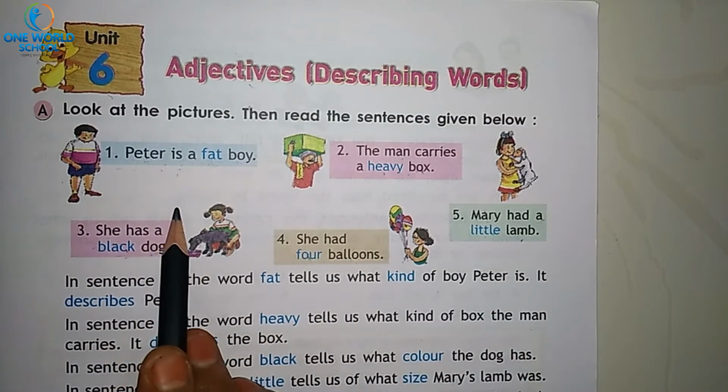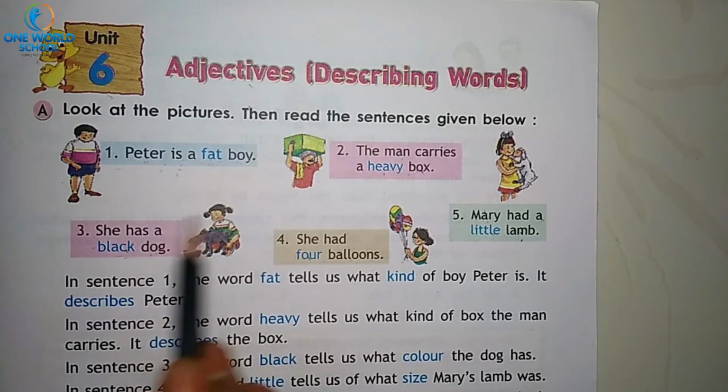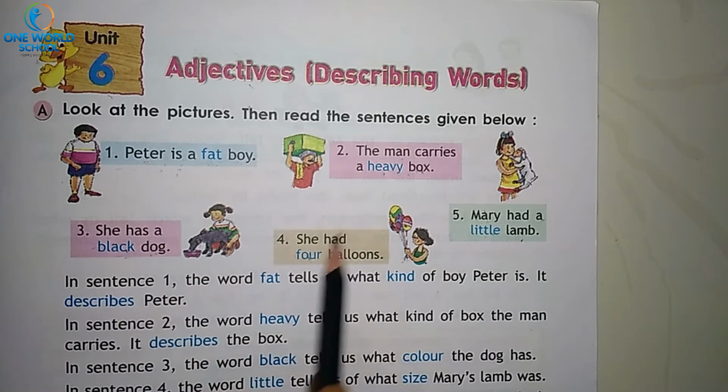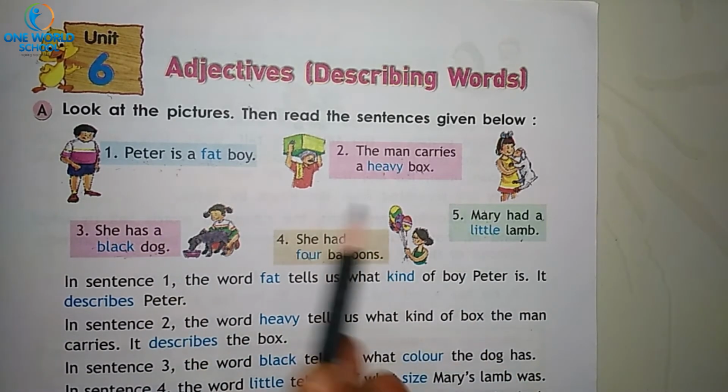Okay, one common thing you can see. Can you see one common thing? Look, all these blue color words have been written before the noun.